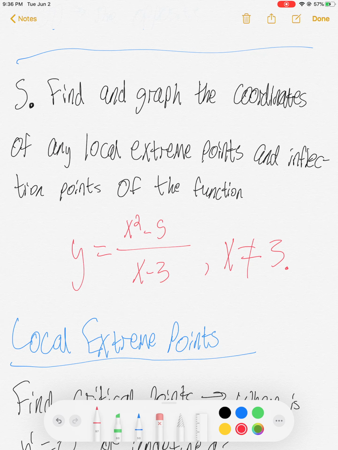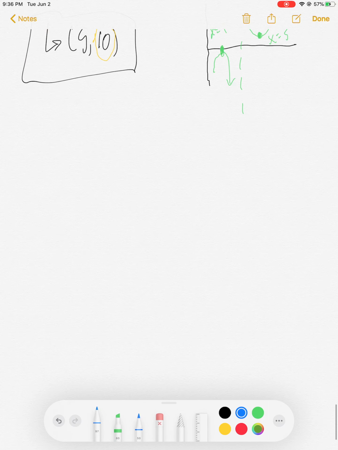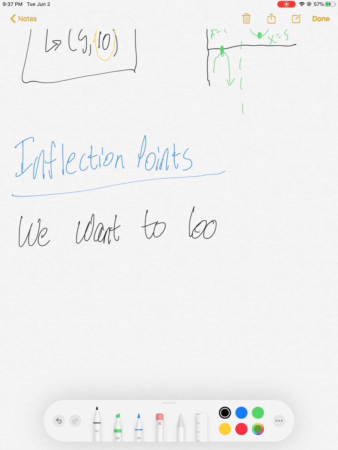Okay, so we found these local extrema. If we wanted to look for absolute extrema, we could potentially take limits, but the problem doesn't ask for it, so I don't think we're going to worry about it here. So if we go back up to what the problem is asking for, we found the local extreme points, check. So now we need to find the inflection points. So again, inflection points.